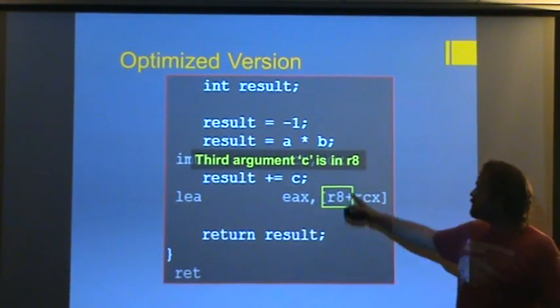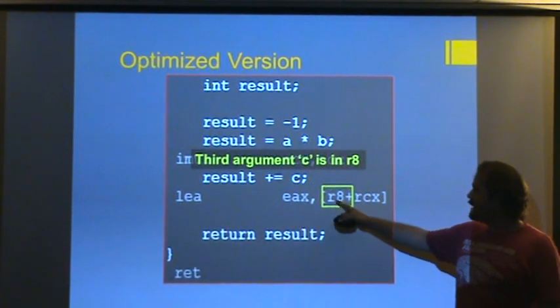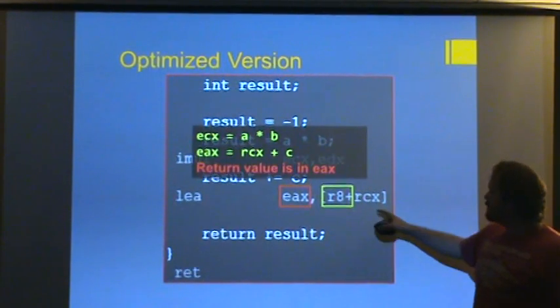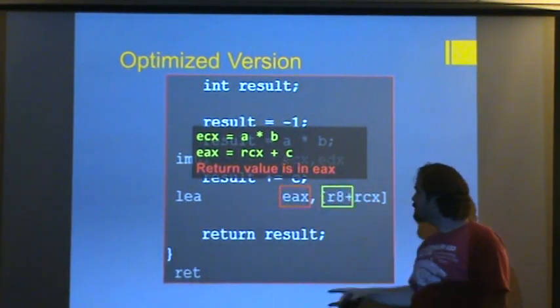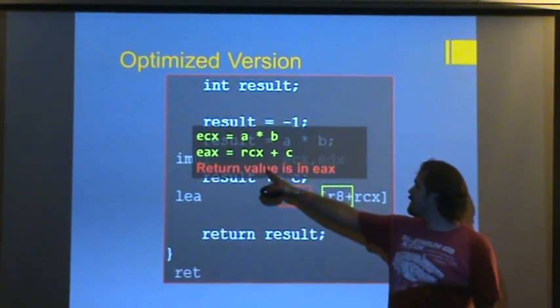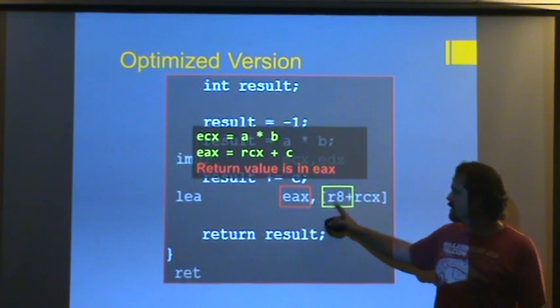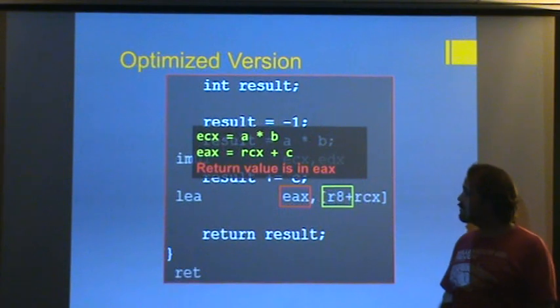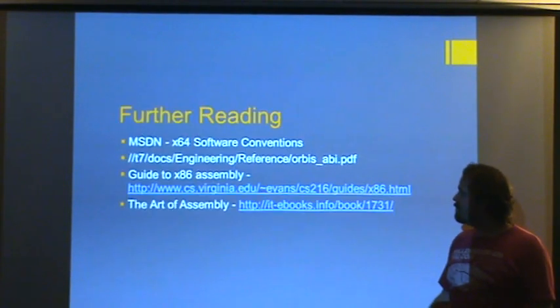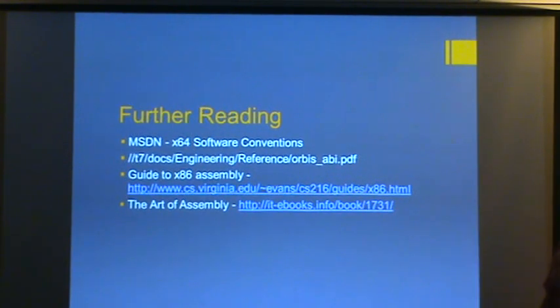The third argument, C, is going to end up in R8, again according to the ABI. And this opcode right here takes ECX, which is right now storing A multiplied by B, and adds R8, which is C, onto it, and stores it into EAX, which we know from the ABI again is where the return value is going to end up. And that's it.